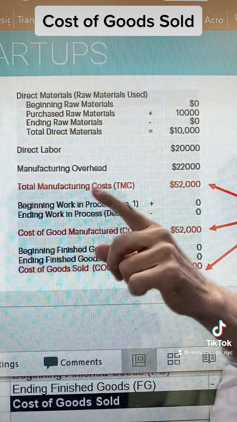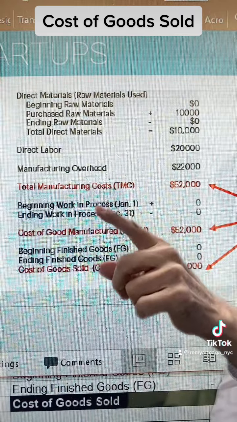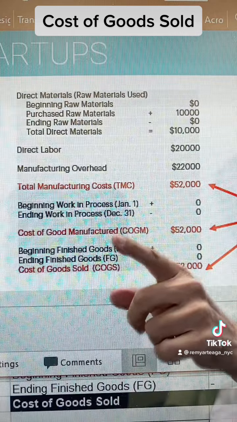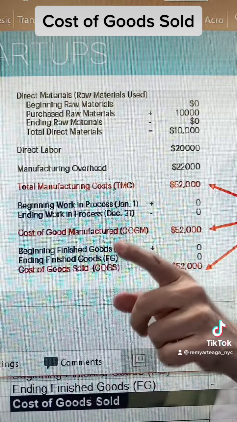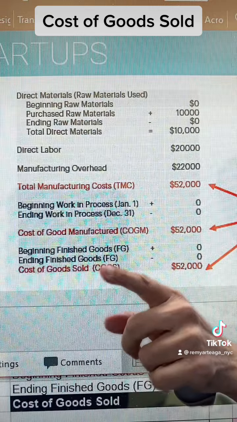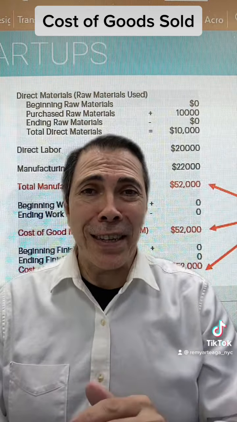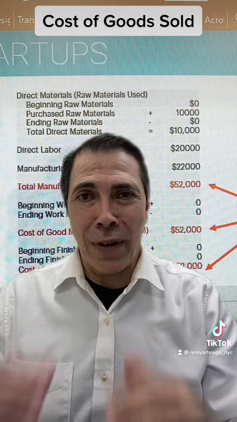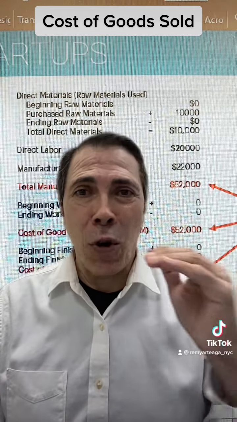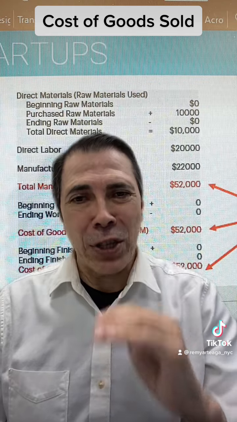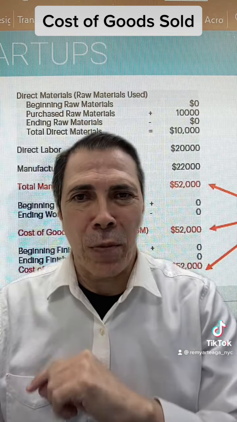And so you end up essentially with the total manufacturing cost, in this case being $52,000, cost of goods manufactured $52,000, cost of goods sold $52,000, which is a heck of a lot easier than having to do it from scratch and figuring out all the different fields. So again, for startups, we zero everything out and you end up with cost of goods sold.